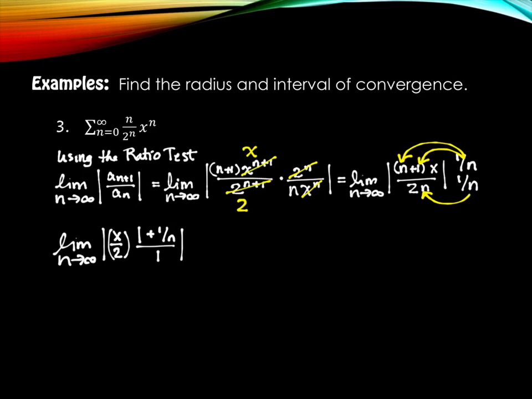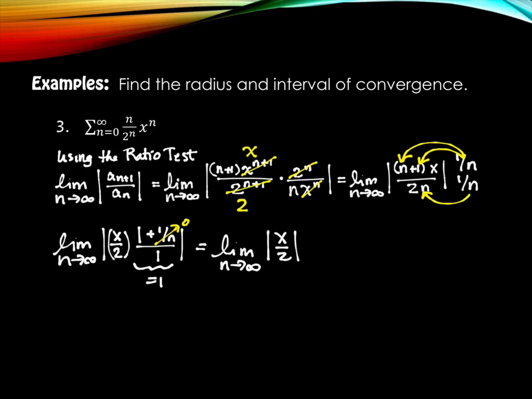1 over n goes to 0, right? So all of this piece right here, ignore the x over 2 part, but all this piece right here, which is similar to the things we've done, is a 1, right? Yep. We've got 1 there. So all I'm left with, since that piece is equal to 1, is the limit as n goes to infinity of the absolute value of x over 2.